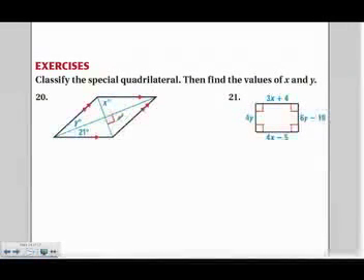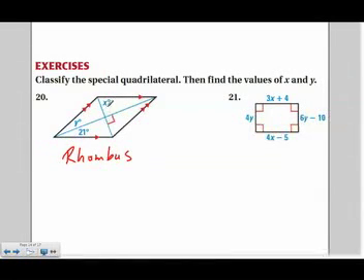Classify the special quadrilateral. If this is 90 degrees and opposite segments are parallel, this is a rhombus. Rhombus has bisected angles. All right, let's see if we can work this one out.